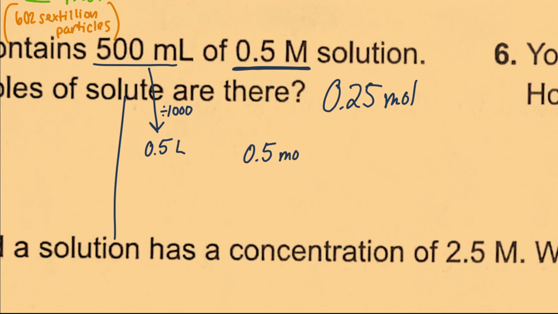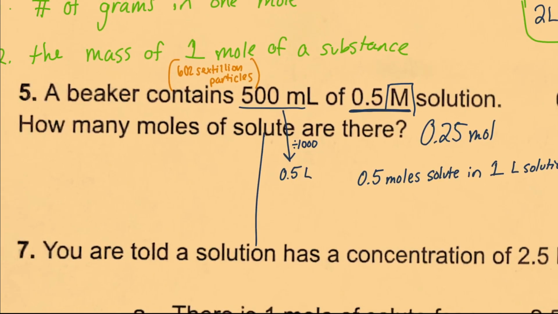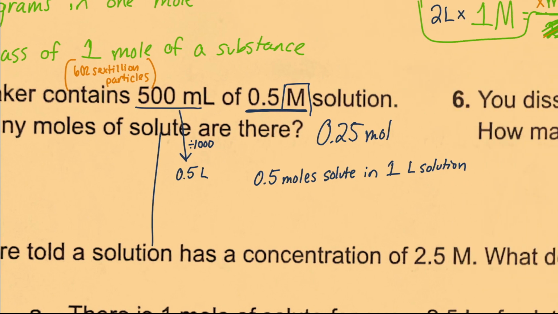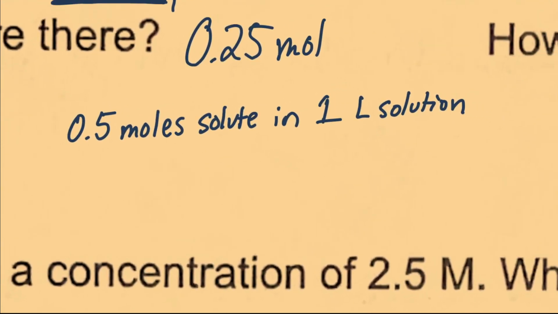This means that there are 0.5 moles of solute in every 1 liter of solution. Remember, that's what that big M means. It tells us the number of moles dissolved in 1 liter specifically. In this beaker that we have, we don't have 1 liter. We only have half of a liter, right? So then all we have to do is, instead of 1 liter right here, I'm going to write 0.5 liters.